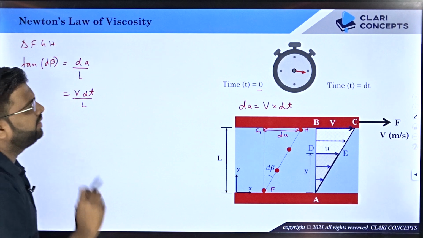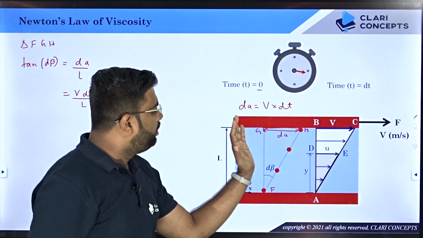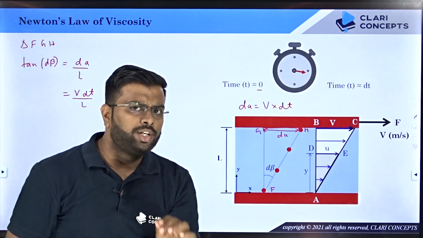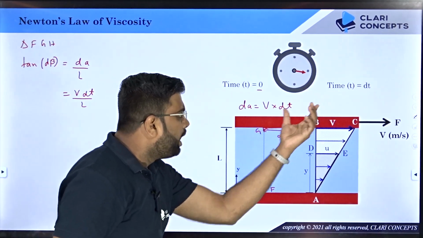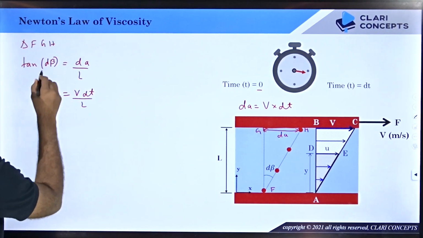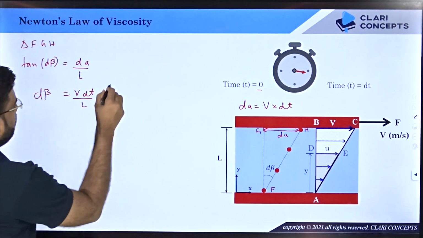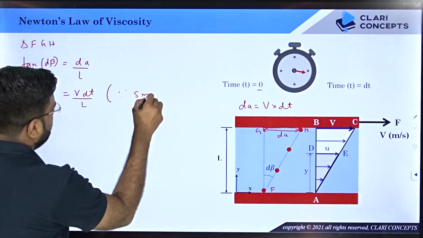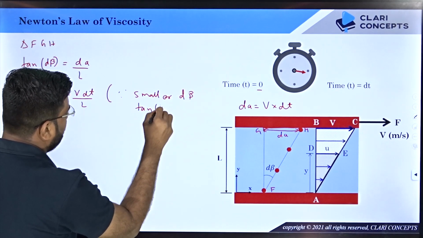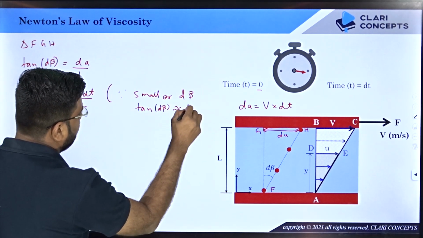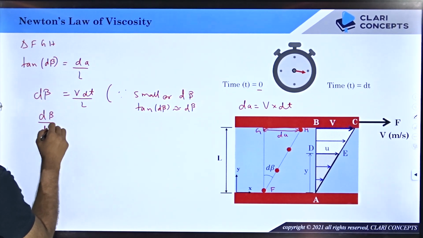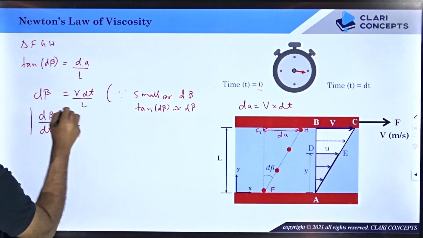Now what is tan d beta? See, the time interval between these two is 0 and dt. So dt is a very small interval of time, and I hope you are aware of this trigonometric rule that for a smaller time, the angle d beta will also be very small, and for a smaller angle d beta, you can replace tan d beta with just d beta. Why? For small values of d beta, tan of d beta is approximately equal to d beta itself, right? That means d beta by dt is equal to v by L. This is equation number 1, let's say.